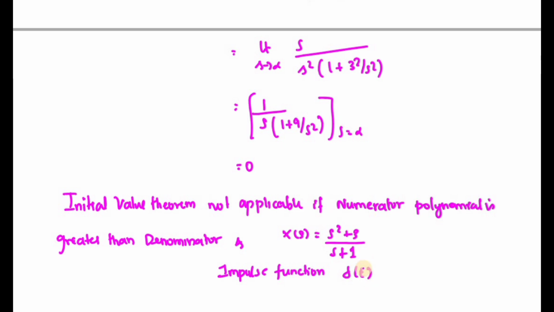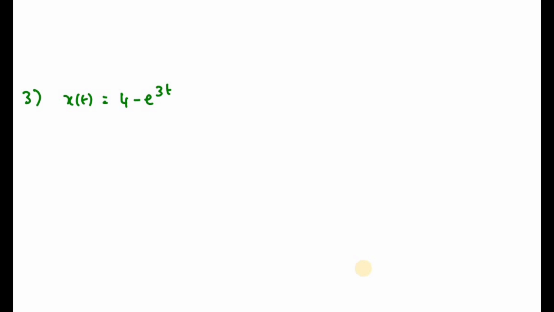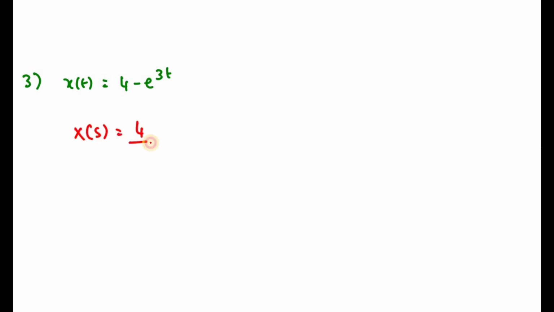Okay. So next, let me go for another problem. x of t is equal to 4 minus e power 3t. So if I take the Laplace transform for this one, I will get 4 divided by s minus 1 divided by s minus 3, right? So this is the form I get. So if I substitute to find x of 0, I will get 4 minus 1, right? Because e power 0 is 1. So we will get the answer as 3.